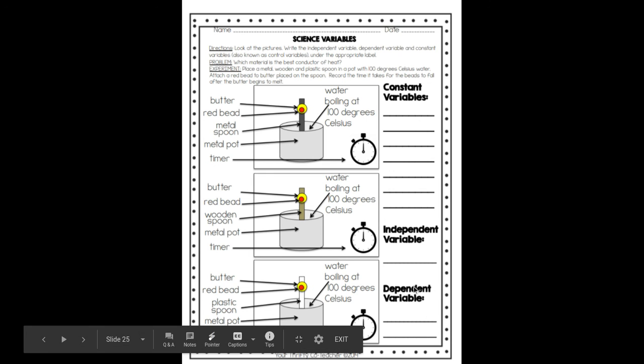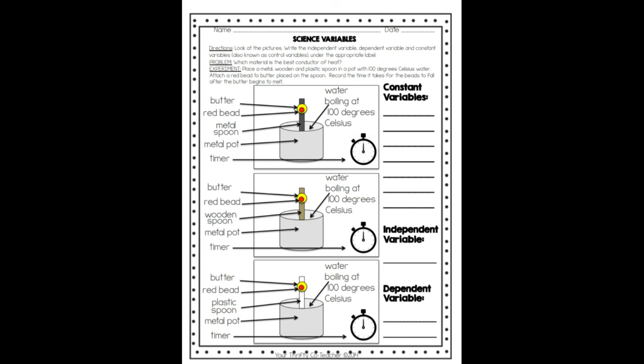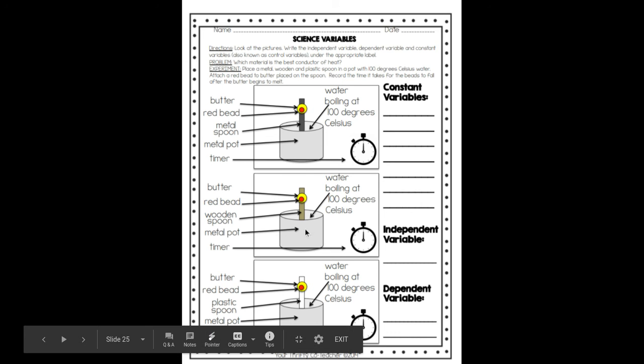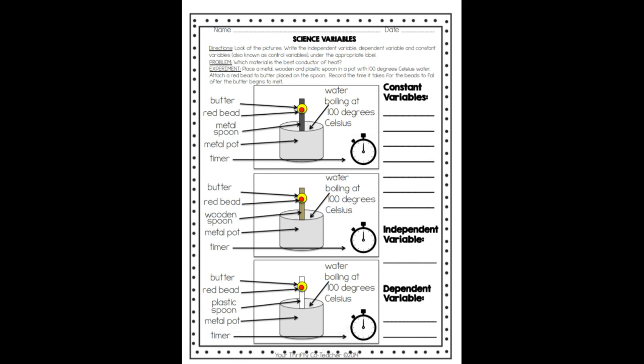And then what is the dependent variable? What are you looking for? Right? What is it that you're trying to figure out? And what is going to happen when you use your 3 different types of spoons?